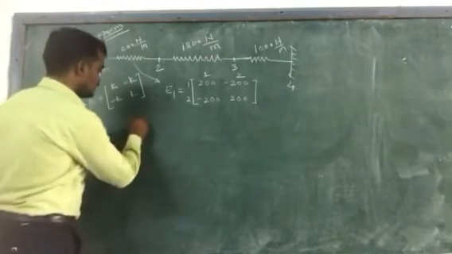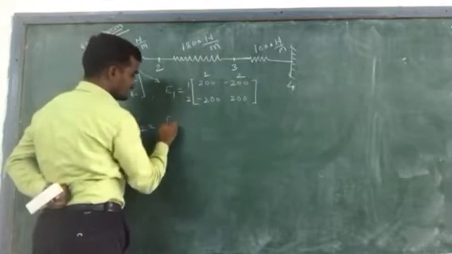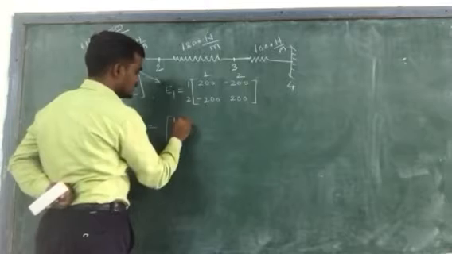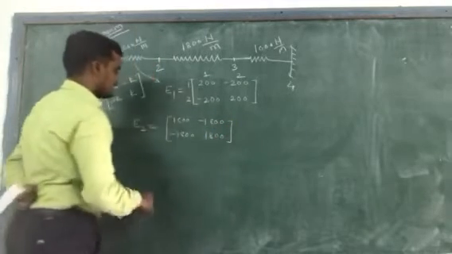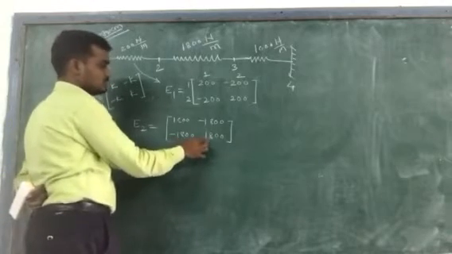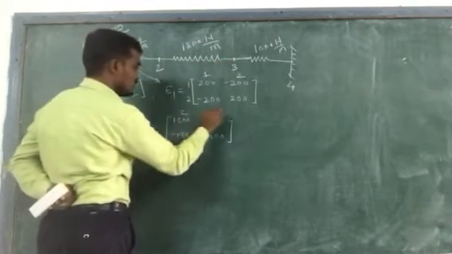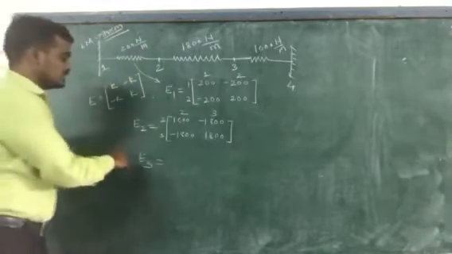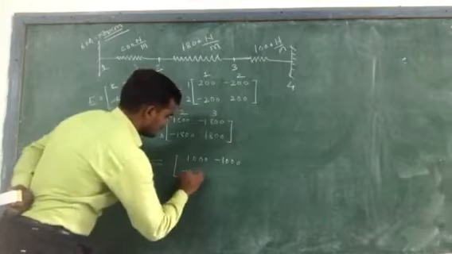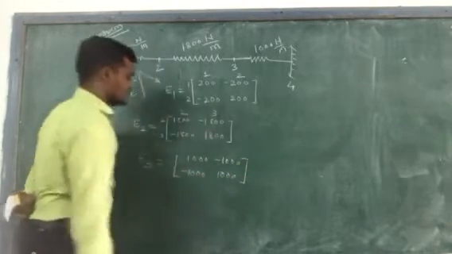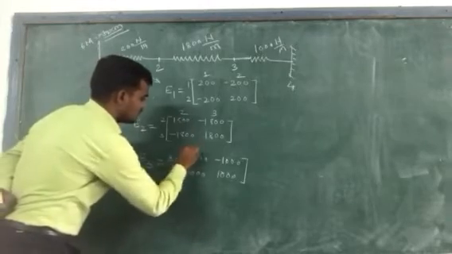Similarly, for E2 the stiffness coefficient is 1800 Newton per meter, so instead of k put 1800. It becomes 1800, minus 1800, minus 1800, 1800. The position of E2 is between node 2 and node 3. Then the third elemental stiffness matrix becomes 1000, minus 1000, minus 1000, 1000, and the position of this E3 is between node 3 and node 4.